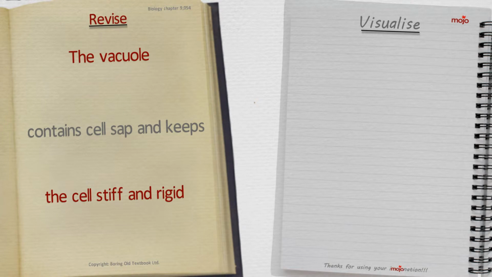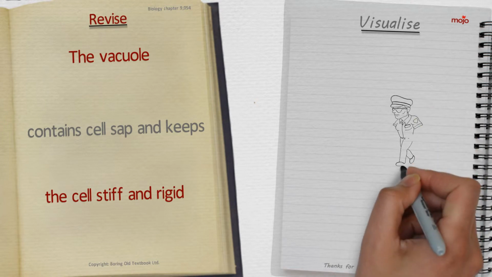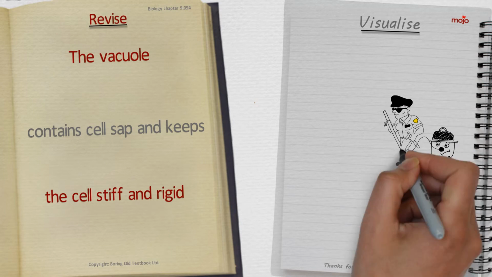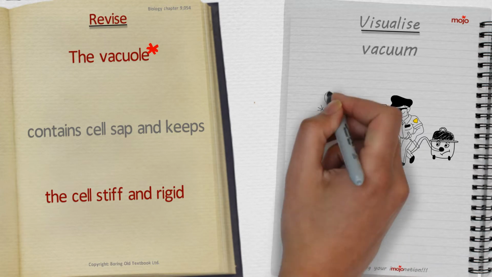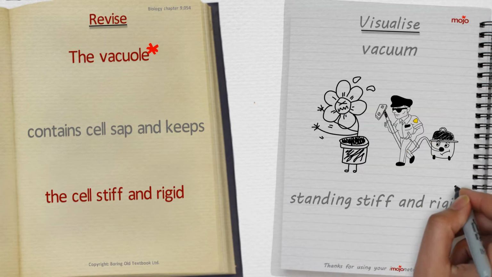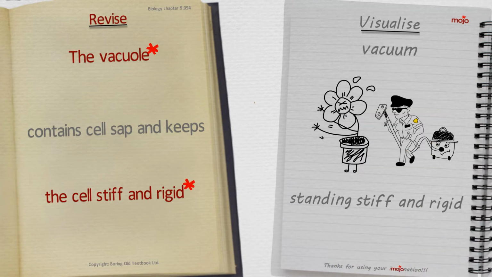Next up, you're given a clean-up. They don't want lice and nits in prison. A guard cleans you from head to toe with a vacuum, while you have to stand there stiff and rigid. That should make you recall that vacuoles are filled with cell sap and keep cells stiff and rigid.